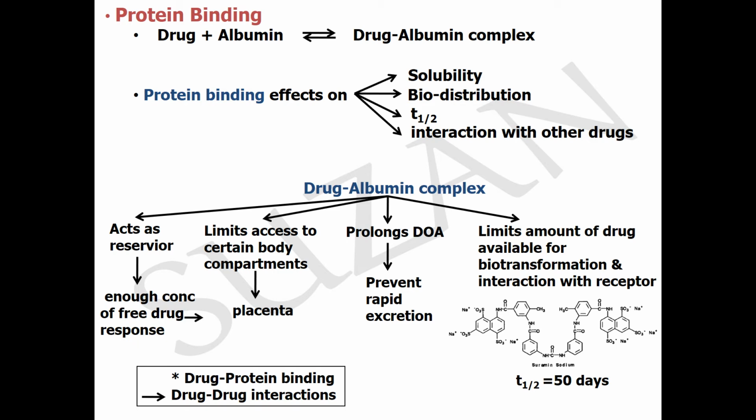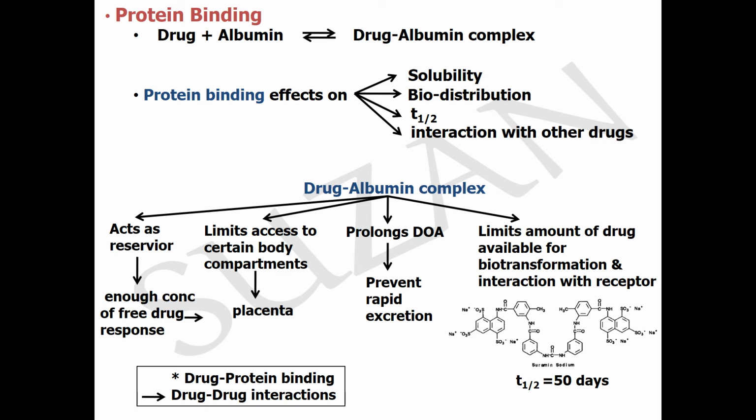So the drug albumin complex can act as a reservoir whereby enough concentration of the free drug can be released, and this will give a special response. Also, the drug albumin complex can limit the access to certain body compartments. And the example here is the placenta. The placenta will block the passage of proteins from the maternal blood circulation to the fetus.